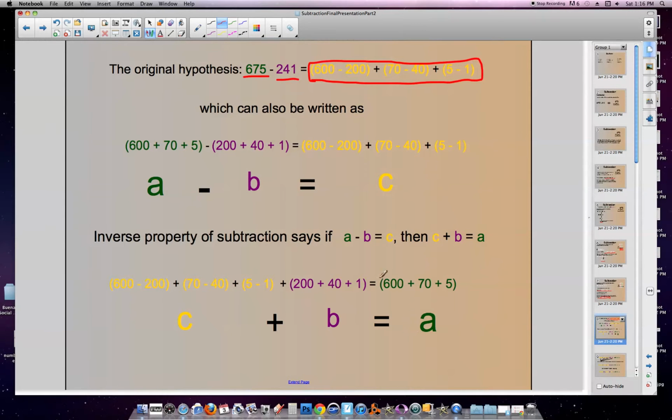We have this property that says when we have A minus B equals C, then C plus B is going to equal A, right? If we have A and we take away B and we get C, well, if we add B back to C, we're going to wind up with A. So to rearrange what we have here to C plus B equals A, we have the actual hypothesis, the subtraction algorithm, plus 241, that second number, and that should come out to equal A, right? All that we've done is just followed the inverse property.